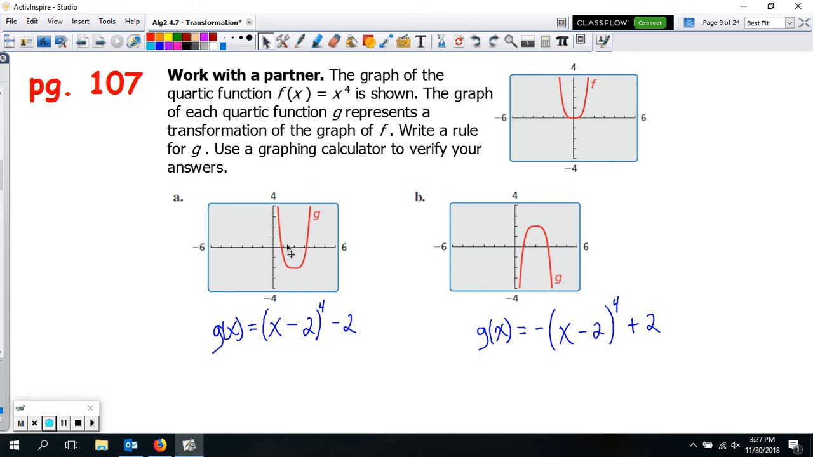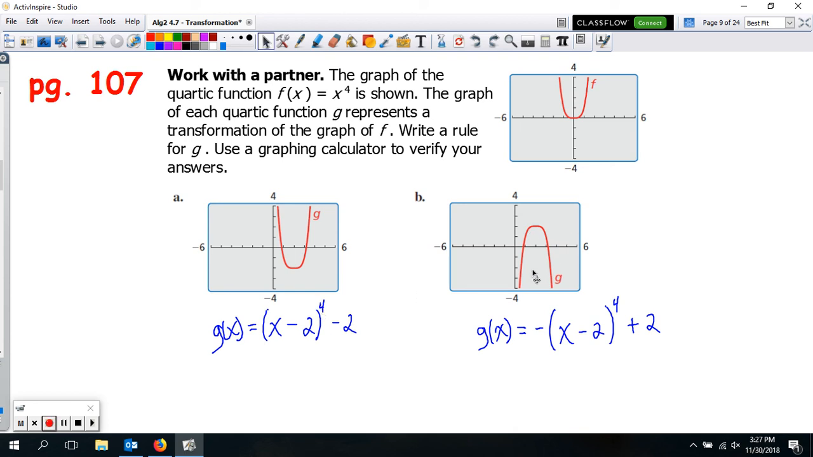And then letter A, you can see it looks like it moved right 2 units and down 2 units. So now we're going to have an h and a k number on this one. We're going to put x minus 2 from moving right 2 units. That always is opposite. And then it goes down 2 units, so that's negative 2 in the back for that one. And this has the fourth power there.